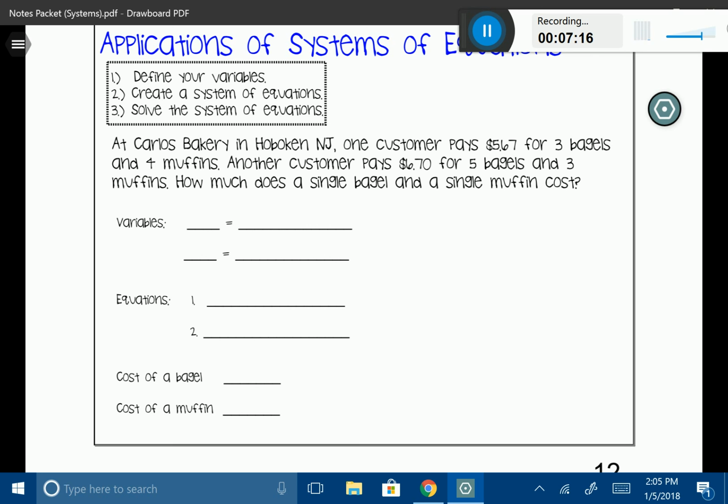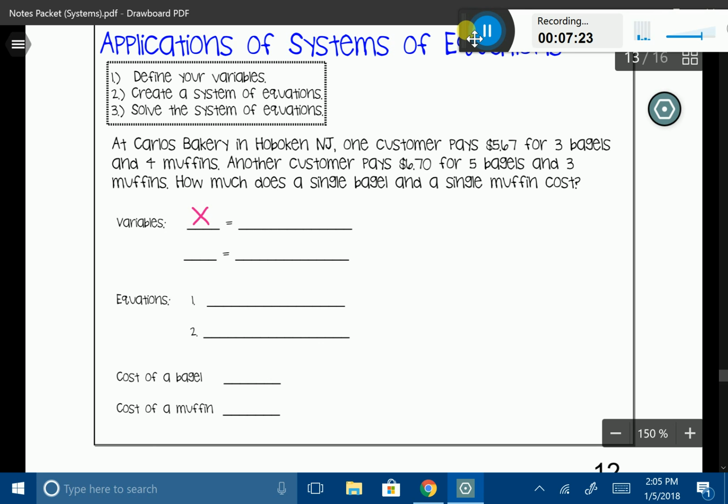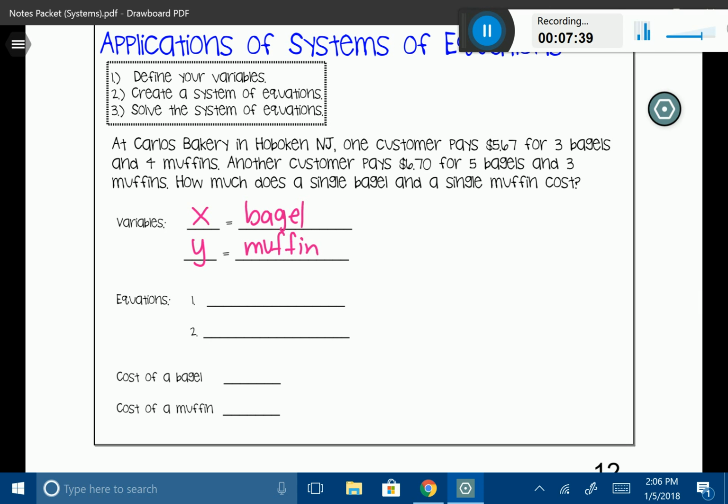single bagel and a single muffin by itself. So obviously what we're trying to figure out is that x is going to be the price of a bagel. So I'm going to say that that's the price of a bagel. And y is going to be the price of a muffin. So I'm just going to define it just so I know that this is what I'm talking about in the problem. And the reason that this system is different is that I have 2 different customers.